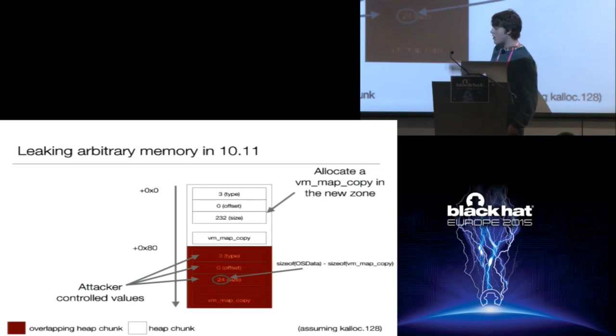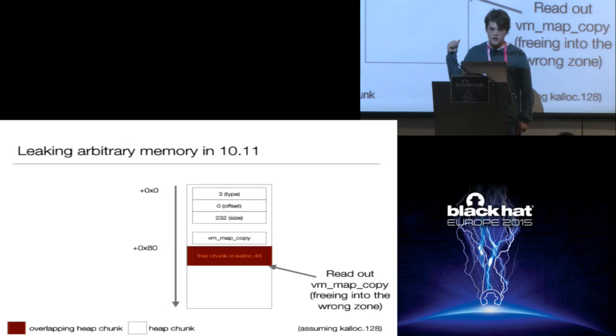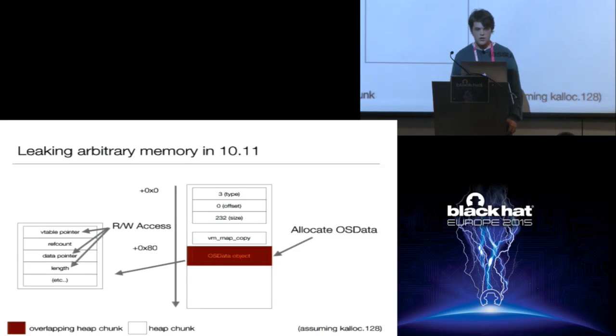So you can just control the size and shrink it. And when you free the second one, it will be in a smaller zone, in the OSData zone. So when you create another OSData, this is what happens, and you have read-write access to pretty much everything. And you can also derive the KASLR slide because OSData is a C++ object, and so you can find out a vtable pointer very easily.